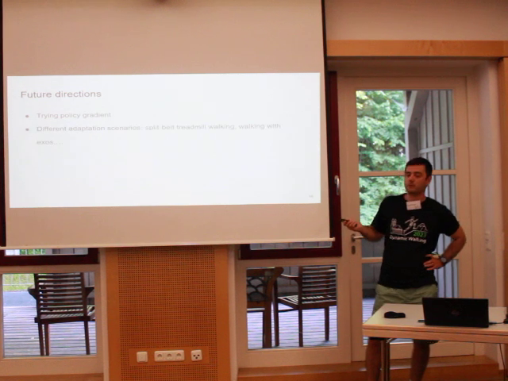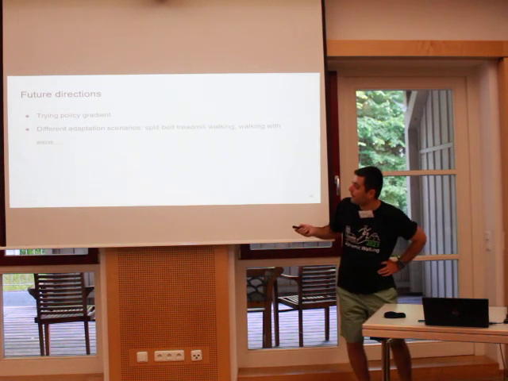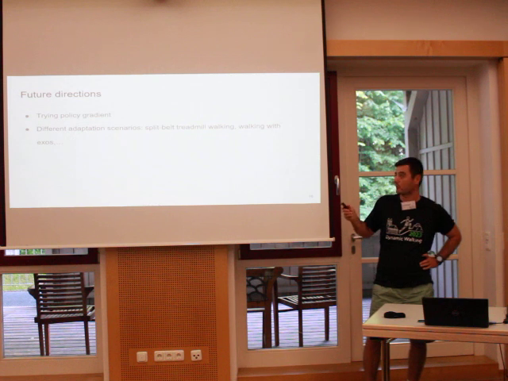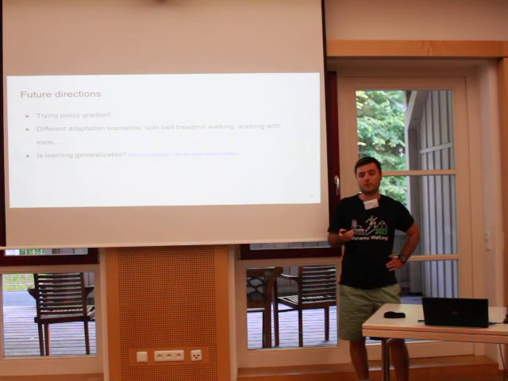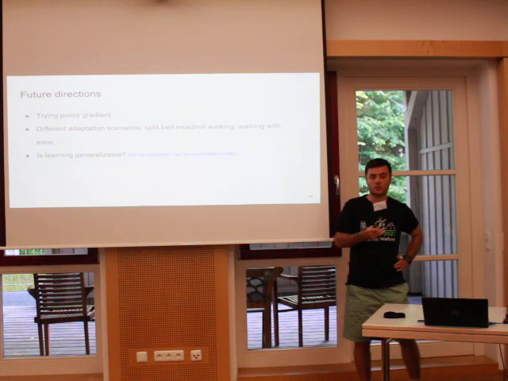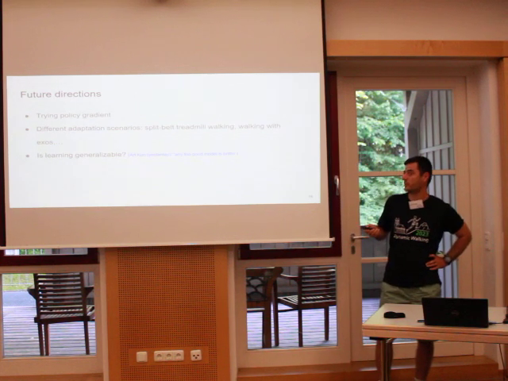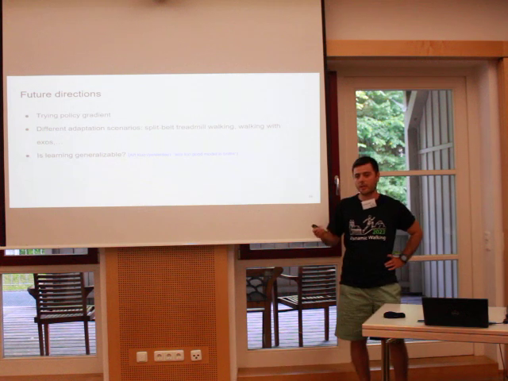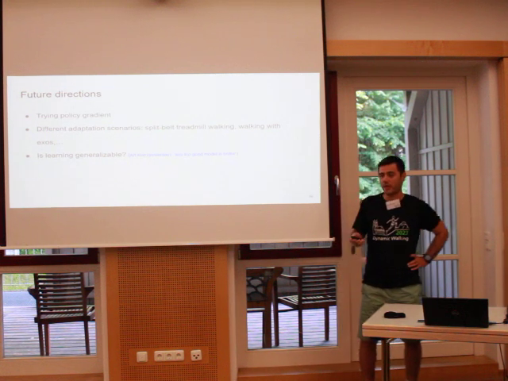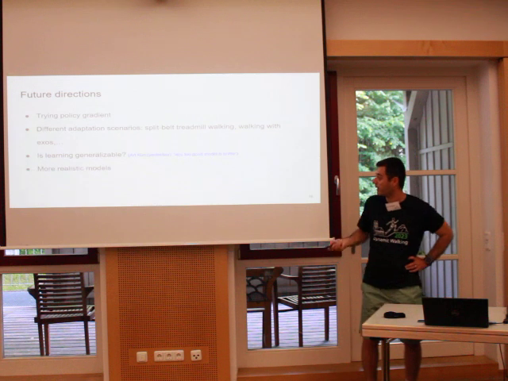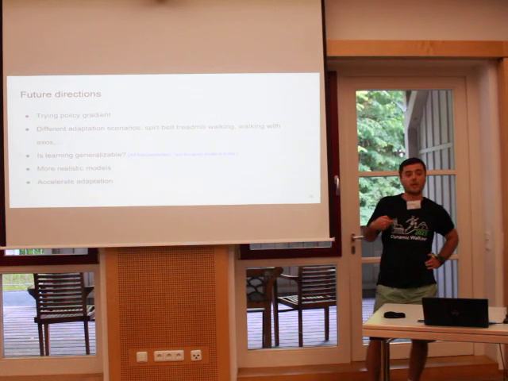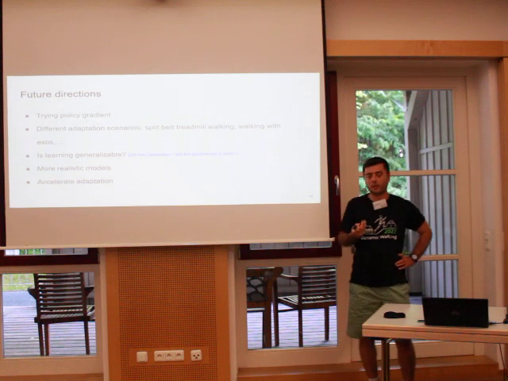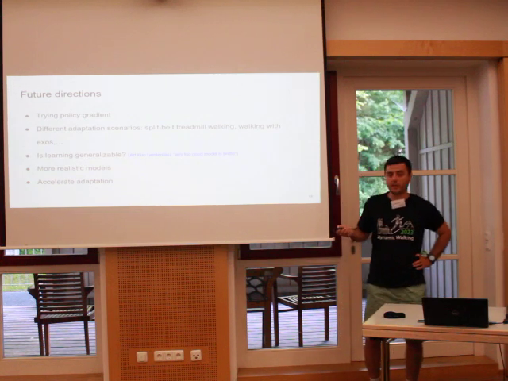Future direction, trying policy gradient, different adaptations are used. Something like a split treadmill walking: is the learning generalizable? As our coach said yesterday, any too good model is brittle. So if our model is good in one condition, can it be generalized to other conditions as well? We also want to use a more realistic model. And finally, if we find a good model, we want to accelerate adaptation.